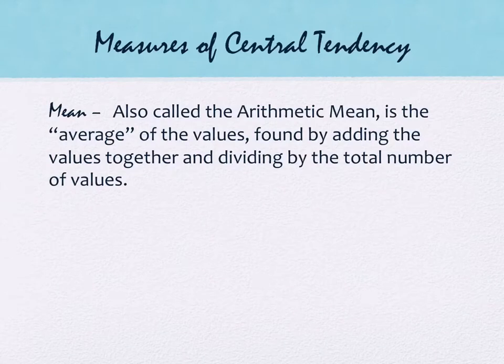The first one is the one that you are most familiar with. It's the mean, also called the arithmetic mean. It's the quote-unquote average of the values. It's found by adding the values together and then dividing by the total number of values. So some variation of this is probably what's used in all of your classes, whether it's adding all your points together and dividing by the total number of points, or adding your test values all together and dividing by the total number of tests, something like that. So that's the mean. We use this one a lot.